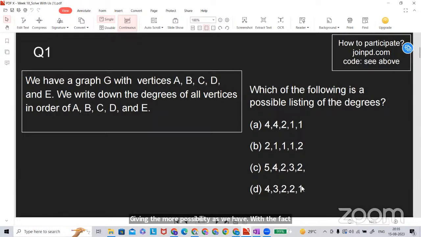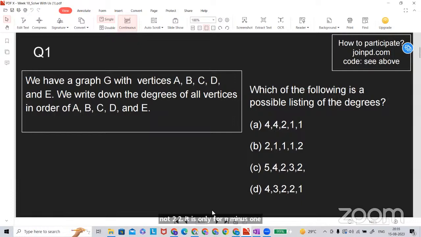Sir, in the D option, there are two, and there is one. There are also two. So it shows the fact we have that n-1, not 2, 2. It is only for n-1 vertices.